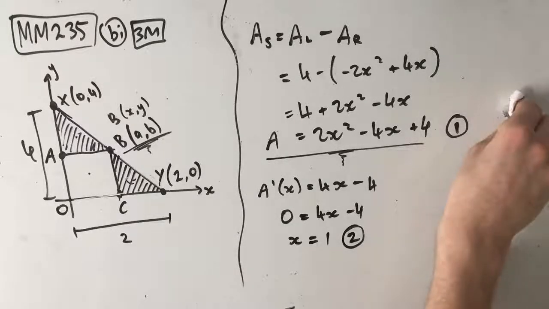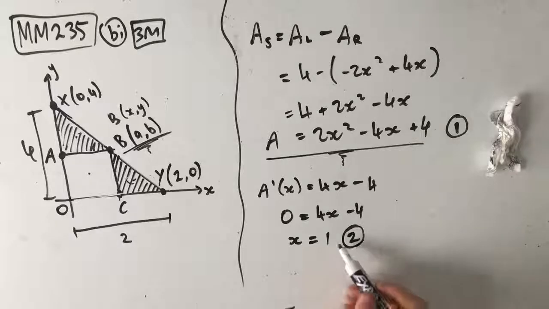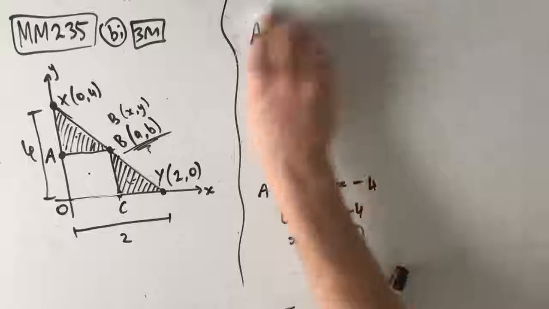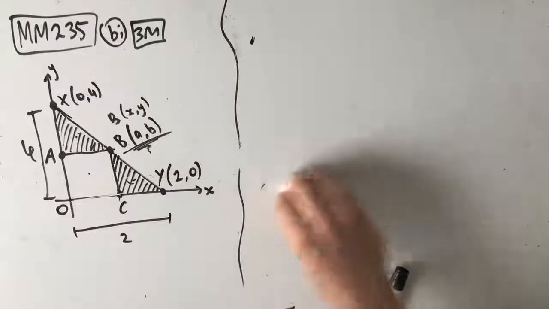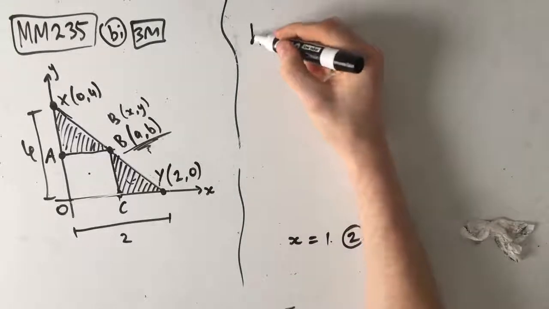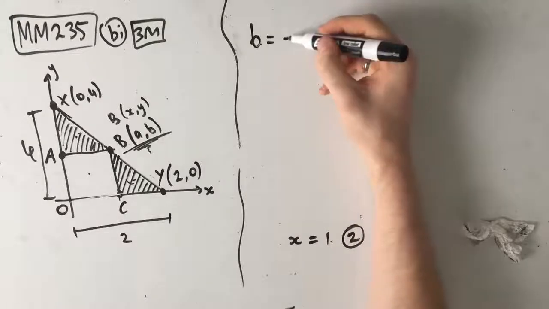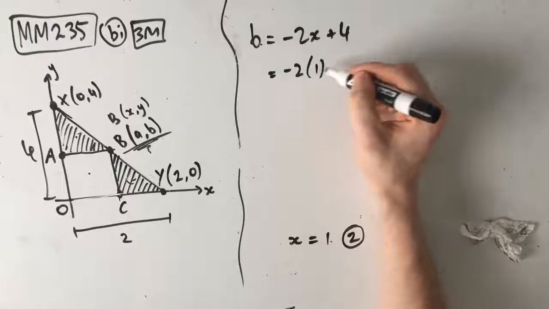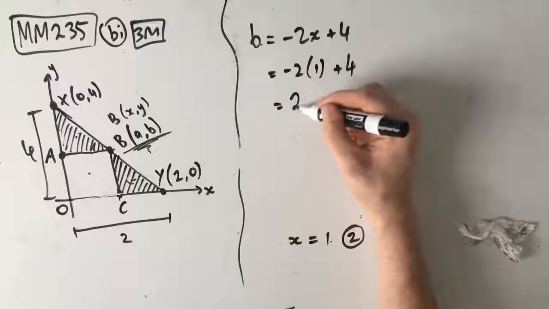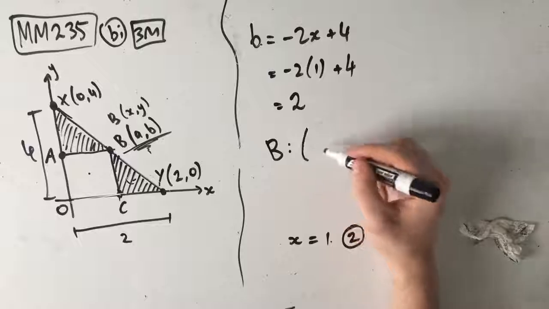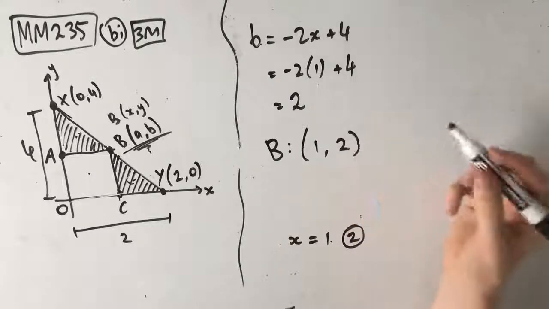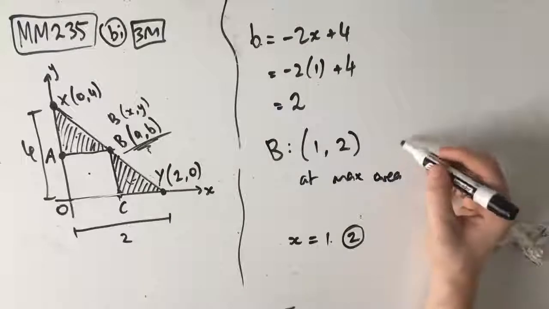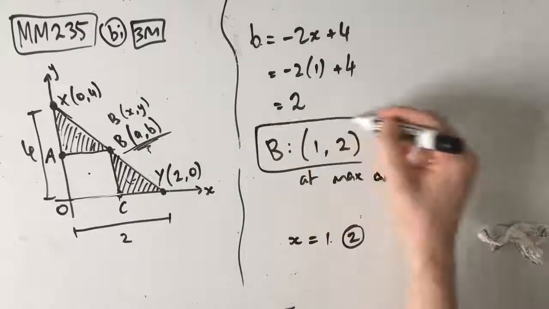But we still need to actually find the coordinates of B. So we found the x value at B, which is 1. But now we need to find our y value because we need to find the total coordinate. We know that our y value, or our B value, is given by negative 2x plus 4, which means that we can sub in our x value, which means negative 2 times 1 plus 4 is equal to 2, which means that B lies at (1, 2), at max area. So you can write at max area, and that'll just solidify that you'll get the mark. That's our third mark, final answer.